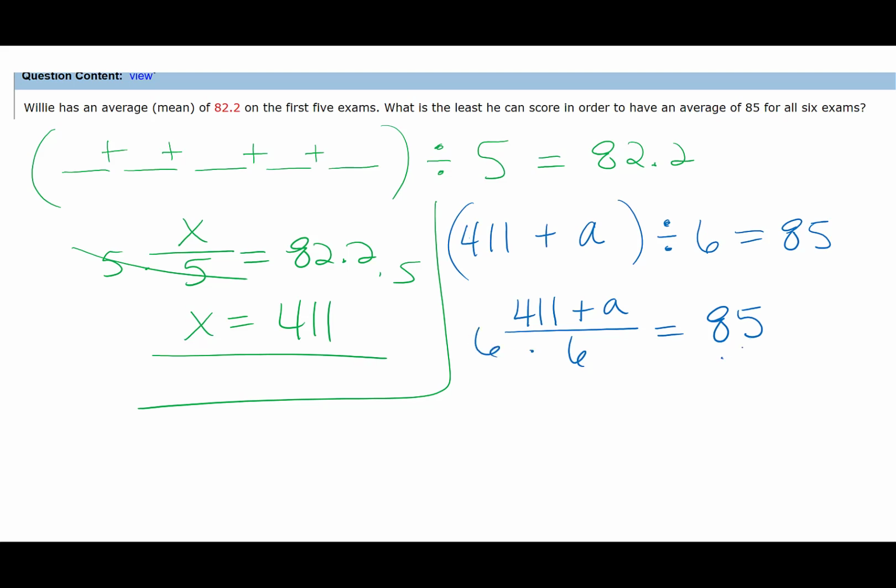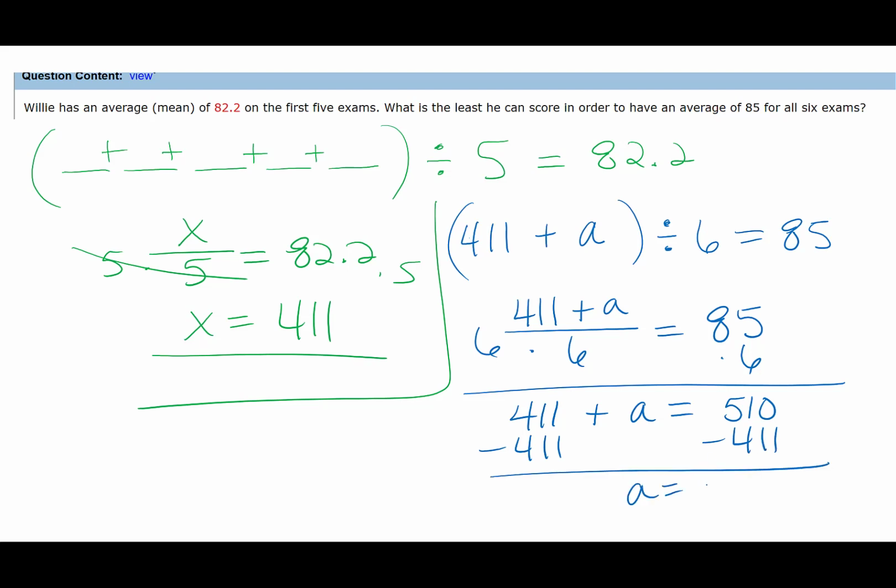Multiply 6 to both sides first. This will be 411 plus A equals 510. Subtract 411 from both sides. And the least Willie can score is a 99 on the 6th exam.